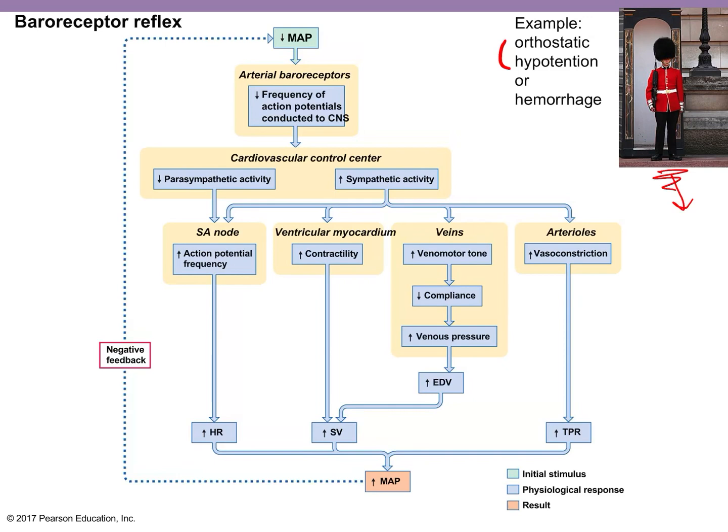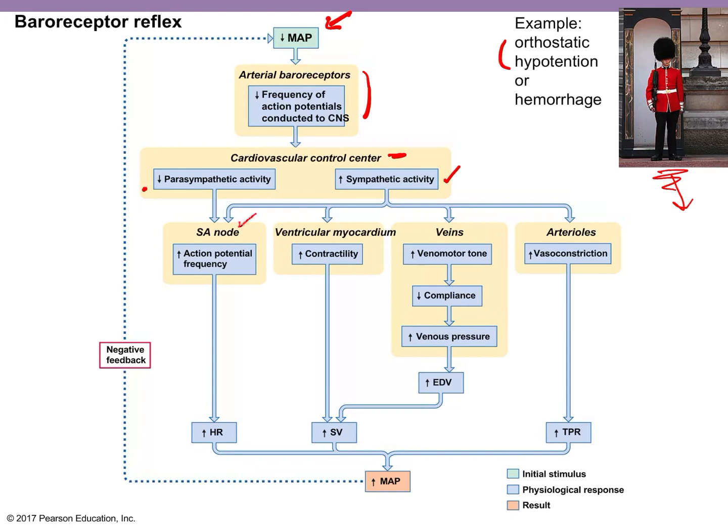Or another example would be you're losing a lot of blood and your blood pressure drops because of hemorrhage. In both scenarios, your blood pressure drops. So let's start at the top here. You have a drop in mean arterial pressure. Your baroreceptors are getting fewer action potentials, right? It's saying, hey, our blood pressure is low. The brain is going to increase the sympathetic activity and decrease the parasympathetic activity.